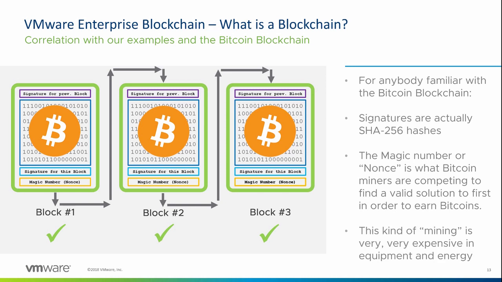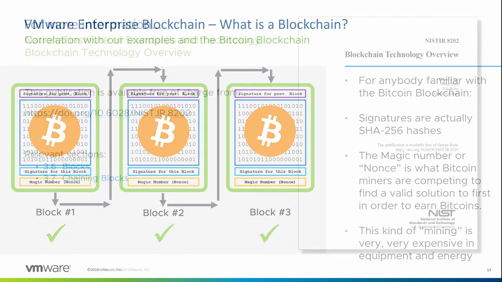The issue, as we've discussed in previous videos, using this in a business environment, is this kind of mining, where you're using this proof of work to mine blocks by finding these magic numbers, is very, very expensive in equipment and energy. But again, that last slide was just to correlate and show you the equivalence of the terms I've used in this video and terms you might understand from any blockchain or Bitcoin experience you might already have.